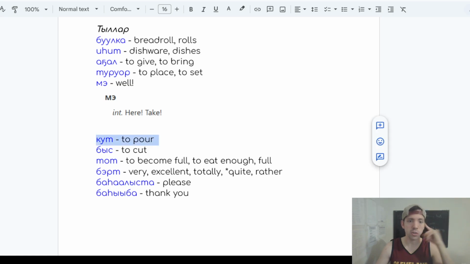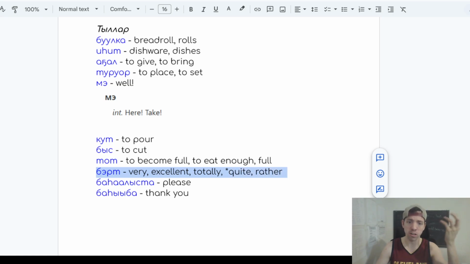All right, then we have kot, to pour, bus, to cut, tot, to become full, to eat enough or full. Bert, very, excellent, totally. And then I put quite or rather, because that's the sense I get from it. Then we have Bahalusta, please, which comes from Pajalusta in Russian. Then we have Bahuba, which means thank you, and that comes from Spasiba in Russian.